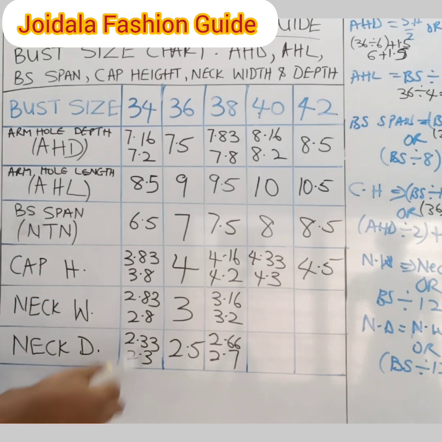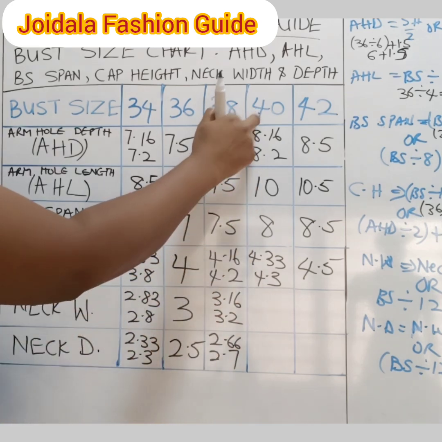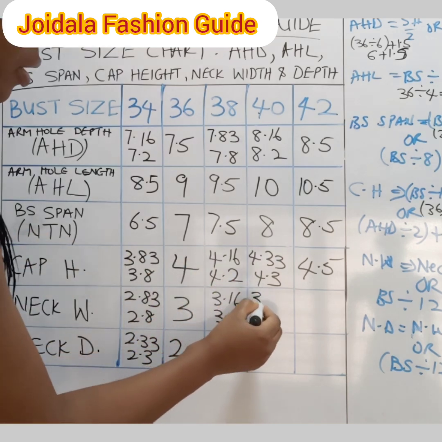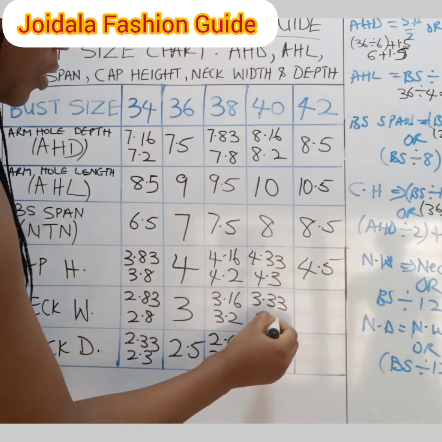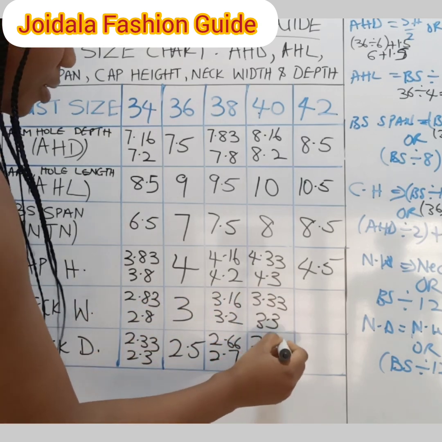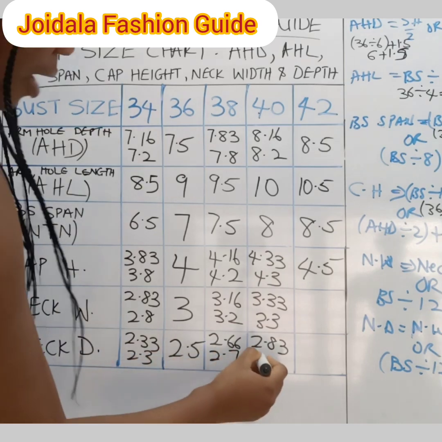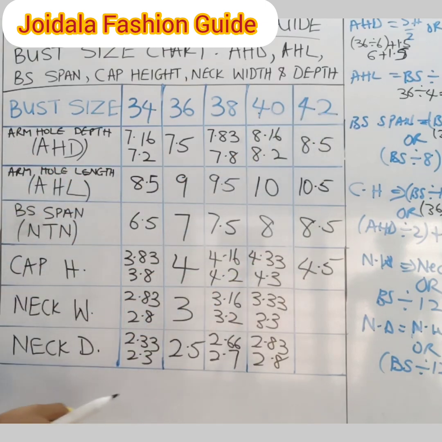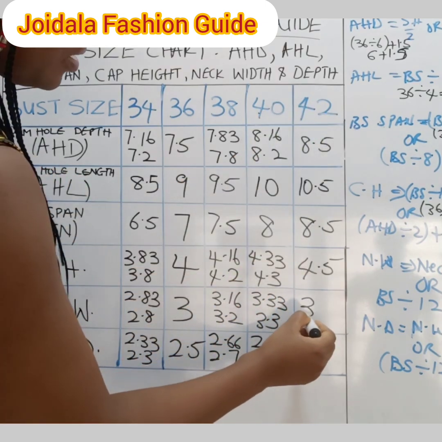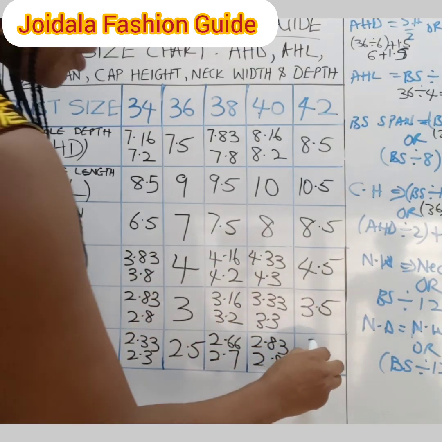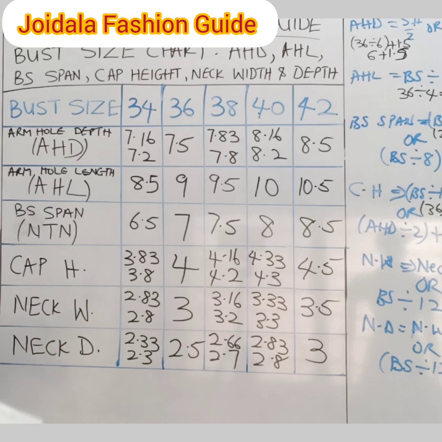Okay, then the neck width, the bust divided by 12 will give us neck width, so that will be 3.33, which is also 3.3. And when you subtract 0.5 from this, you will have the neck depth. So 42 divided by 12, you have 3.5, which is the neck width. Subtract 0.5 from that and that will give us 3, which will be the neck depth.